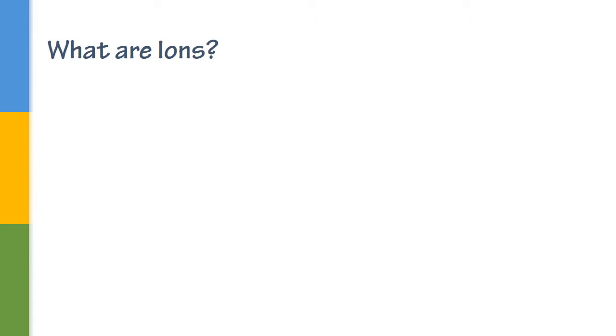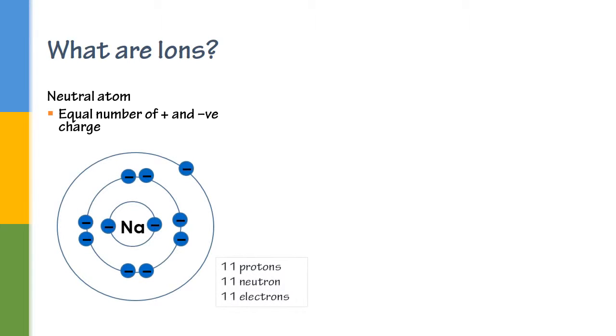So what actually are ions? If you remember correctly from your periodic table, all the elements there are what we call neutral atoms, which means that there are equal numbers of positive and negative charges. So if you look at sodium as it exists in its elemental form, you'll see that it has 11 protons, 11 neutrons, and 11 electrons. So the positively charged protons and the negatively charged electrons are all equal in number.